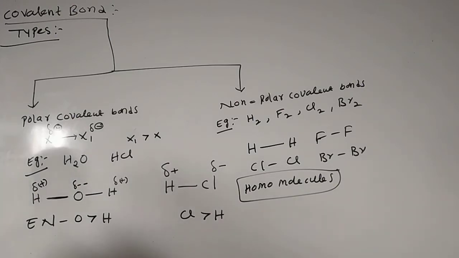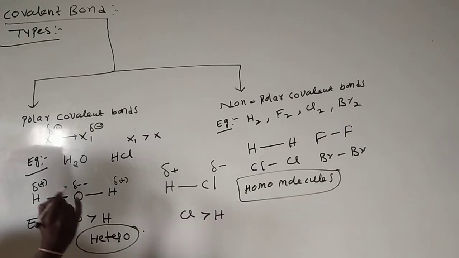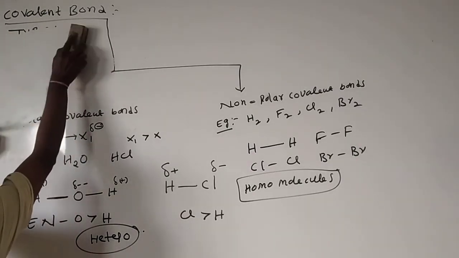This is one more simple concept: types of covalent bonds. Covalent bonds are of two types: polar covalent bonds and non-polar covalent bonds. Homo covalently bonded molecules we call non-polar. When two different atoms are present, hetero covalently bonded atoms are the best example for polar covalent molecules. This is one more important topic: types of covalent bonds.